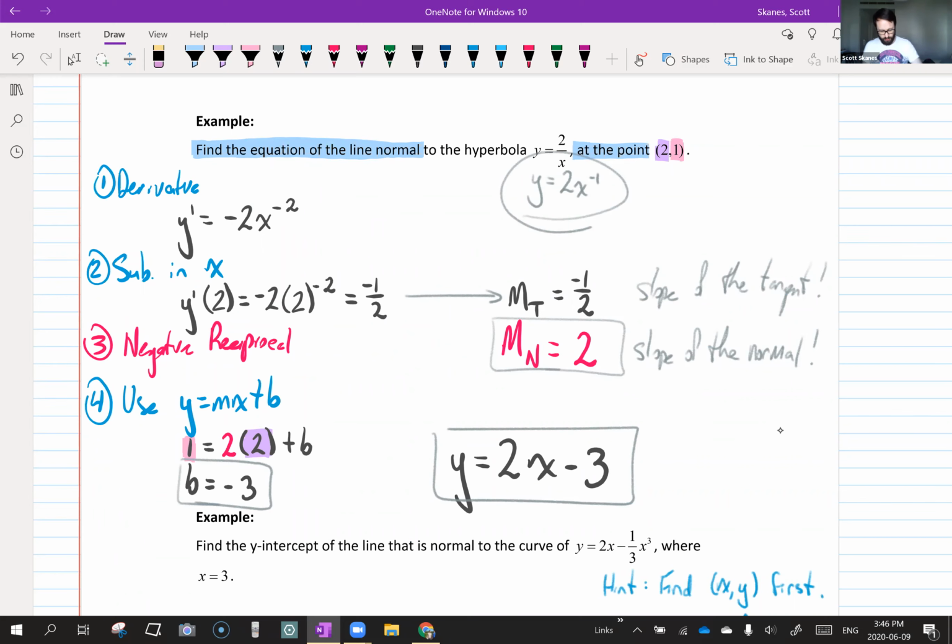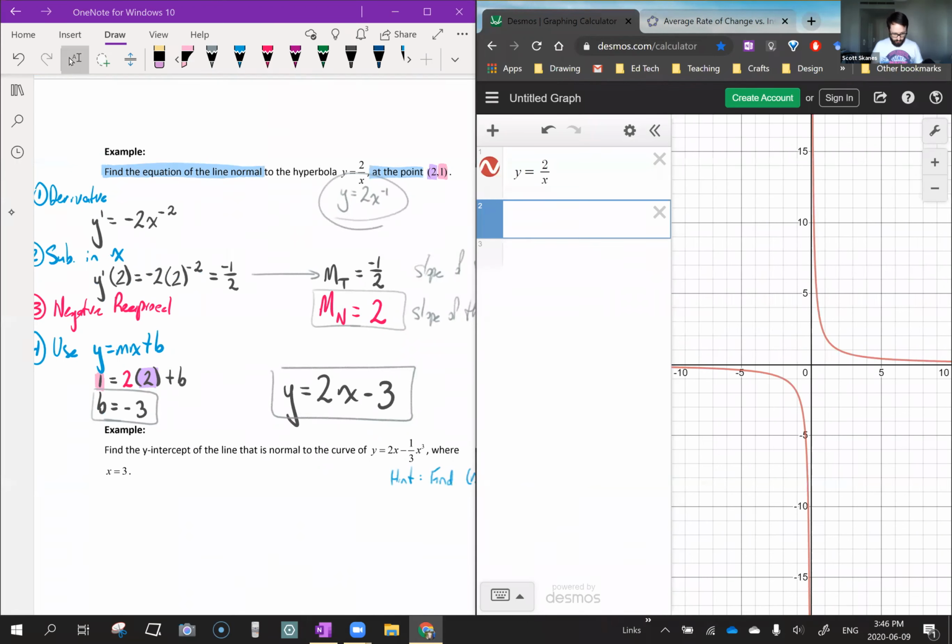Well done. So let me show you what this function looks like on Desmos, because that's how I roll. I think it's very important to know what we're doing here. So let's get the function graphed. This is our function. Okay. The point is 2, 1. I can see it on my function. I want the normal line to that.